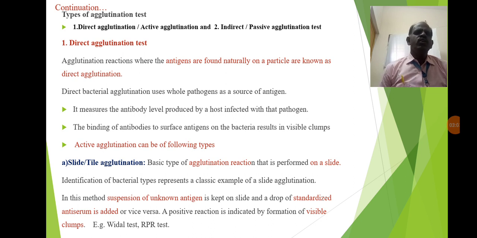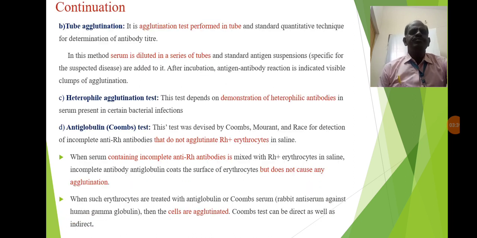First one is slide or tile agglutination. Here the basic type of agglutination reaction is performed on a slide. That is why it is called slide agglutination. Identification of bacterial types represents a classic example of slide agglutination. In this method, a suspension of unknown antigen is kept on a slide and a drop of standardized antiserum is added, or vice versa. A positive reaction is indicated by the formation of visible clumps. The best examples are the Vidal test and the RPR test.